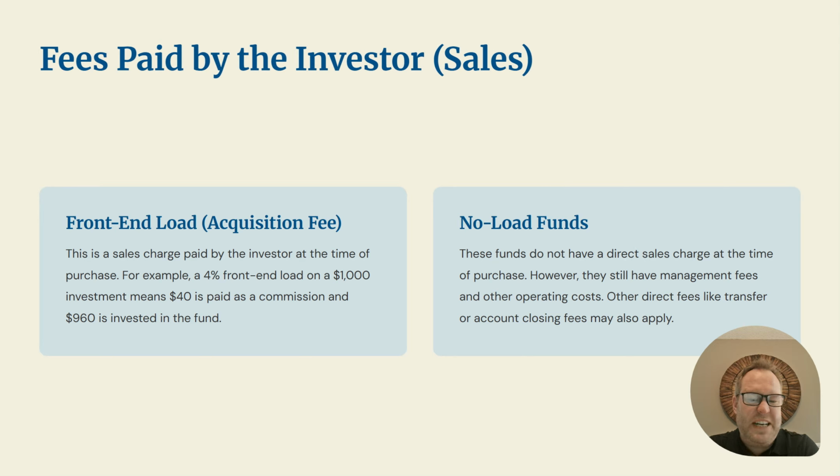The second type, or more common type, I guess, of sales commission to a mutual fund, which are typically what are sold through the retail banks of the big five, would be no load funds, meaning the funds do not have a direct sales charge at the time of purchase. However, they still have management fees that are ongoing operating costs. Other direct fees like transfers and account closing fees may also apply, but there is no load. No load would be kind of the same as calling something a 0% front end. There is simply no commission paid upfront to an advisor.